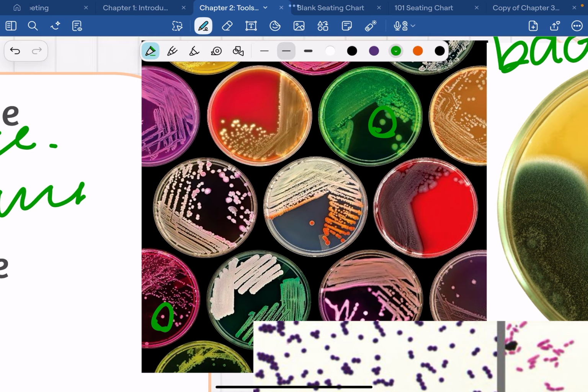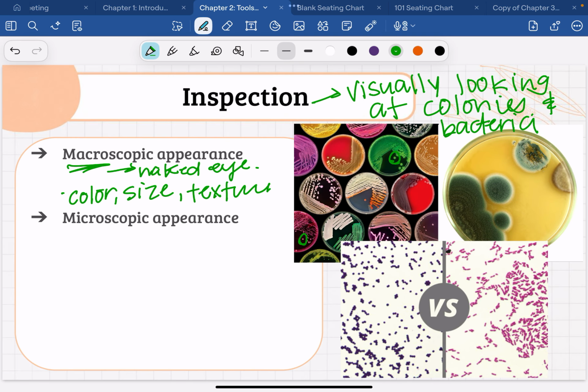Okay? And when you're looking at them in person, you can see that they have different textures. I know these are weird words to apply to bacteria, but some bacteria have a creamy texture. Some are dry and crumbly. Some are wet and mucoid. Some are sticky. Okay? They're all going to have these different textures. And all of these things will give us clues as to what this bacteria is.